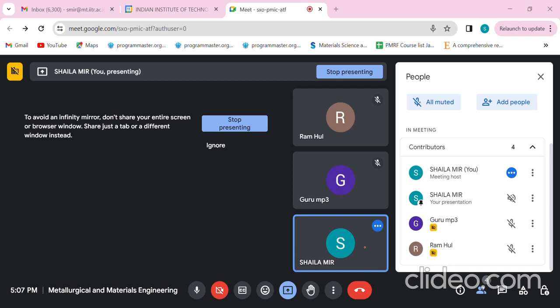The question says, which of the following is a part of Fick's first law? Diffusion flux, concentration gradient is changing with position, concentration gradient is changing with time, and concentration profile is linear. So you have to say which of the following is the right option.